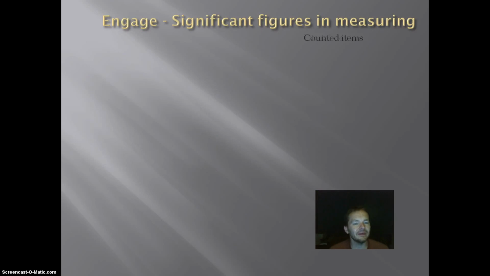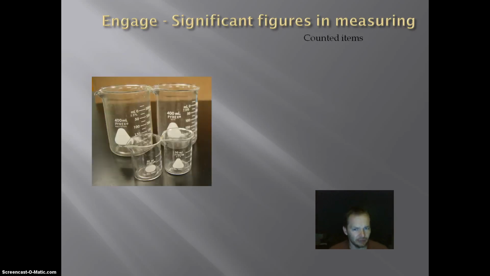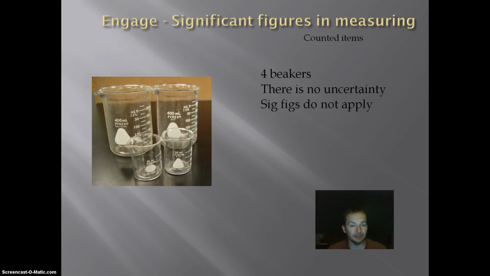The last thing we could measure are counted items. If I look at the picture, I can see that there are 4 beakers. And I don't think there's 4 1/4 or 4.2 beakers on here. I know for sure that there are 4 beakers. Because of that, we say there is no uncertainty. And if there is no uncertainty in counted numbers, then sig figs do not apply.